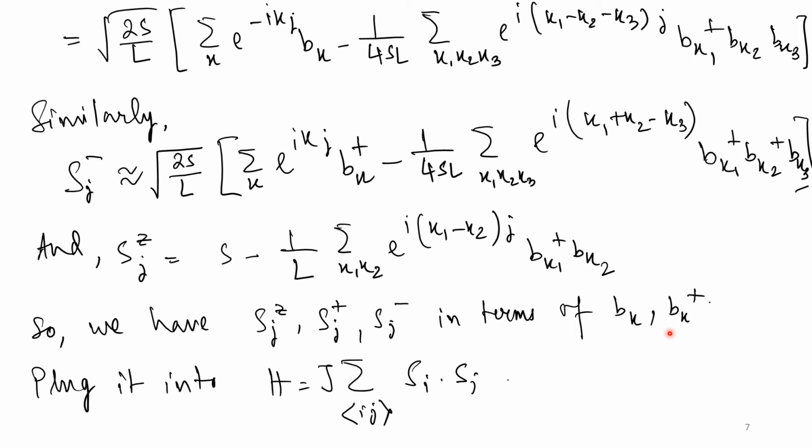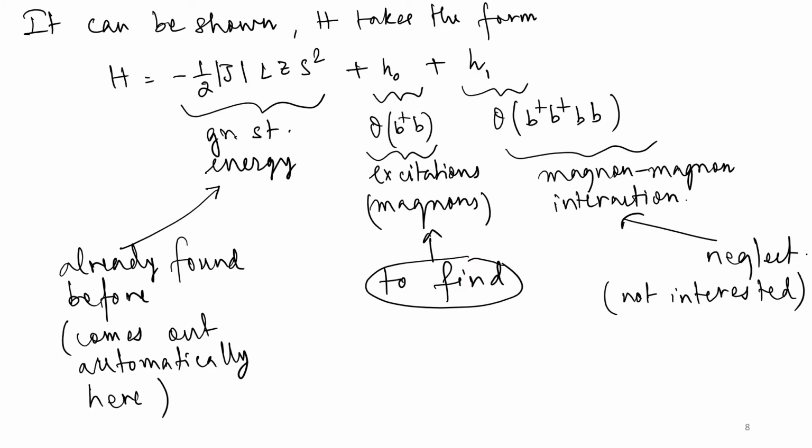So the next step is to take these expressions and plug them in here. While plugging them in, you will essentially get 3 kinds of terms. One term will have no dependence on B and B dagger. That will give you the ground state energy. One term will be quadratic in B, B dagger B, this kind of thing. That we call, let's say, H naught. And then there will be higher order terms, B dagger B dagger B B, and so on and so forth, right?